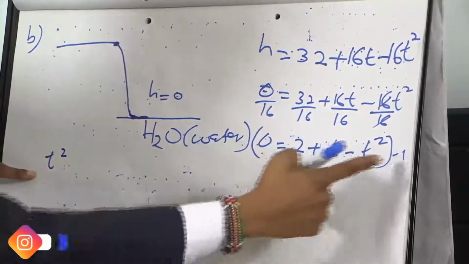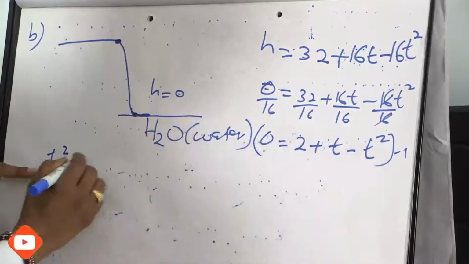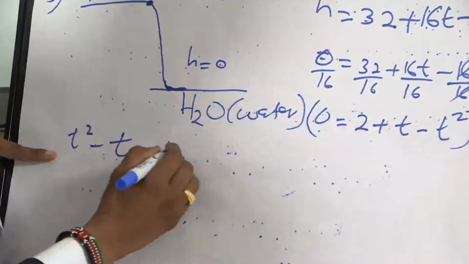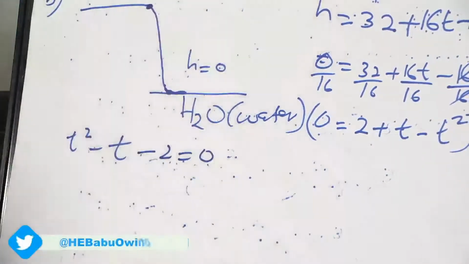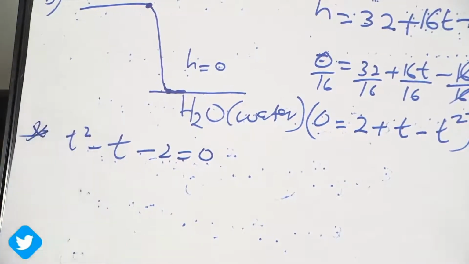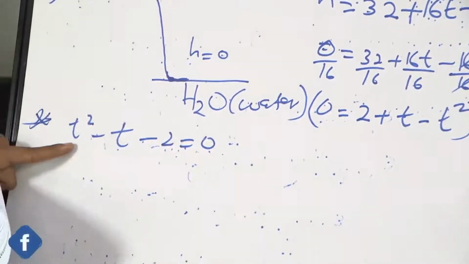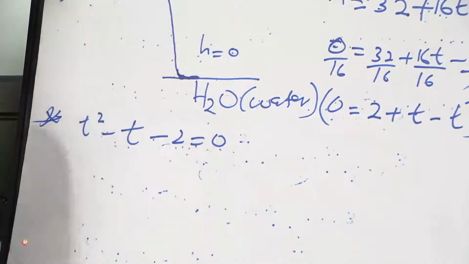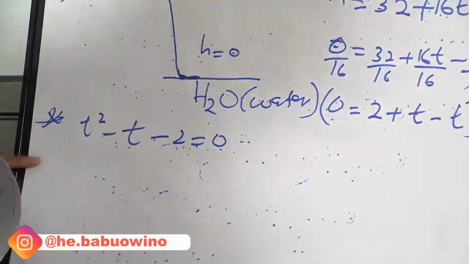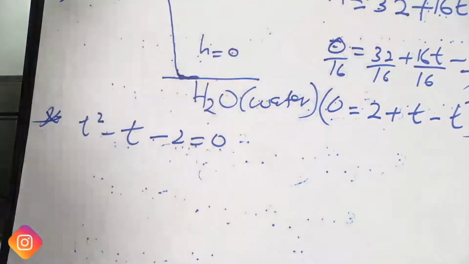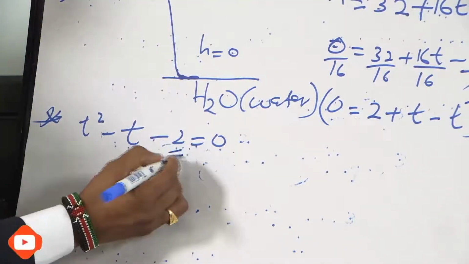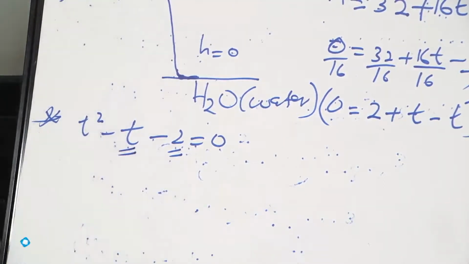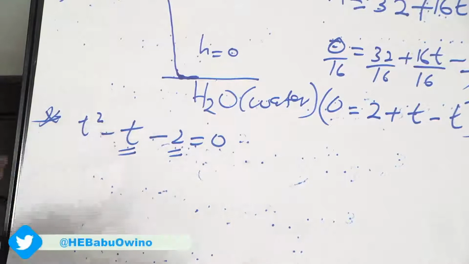You multiply -1 times t, you get minus t. Then -1 times 2, you get -2 equals 0. So with our value here, we factorize this. This is a quadratic expression. In factorizing the quadratic expression, we look for two numbers that when you multiply give you -2, but when you add the two numbers, give you -1, the coefficient of t.